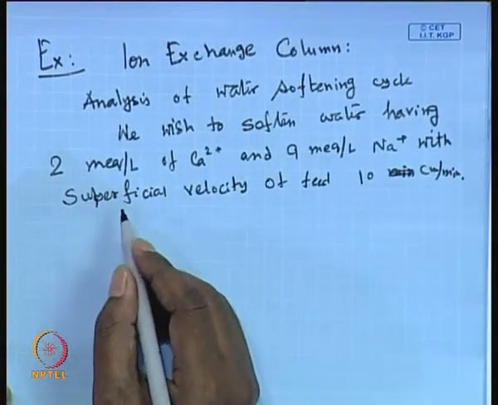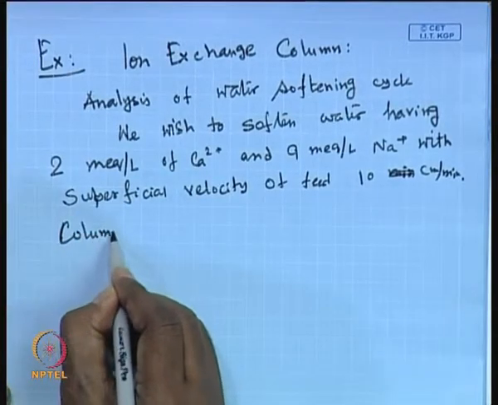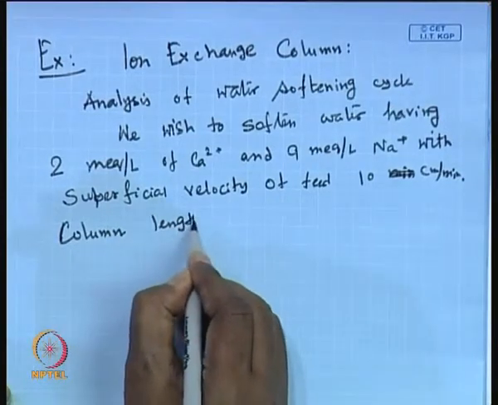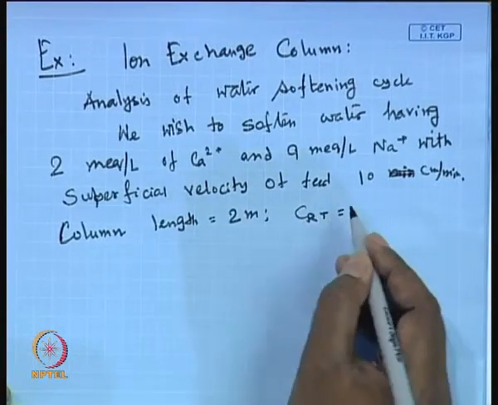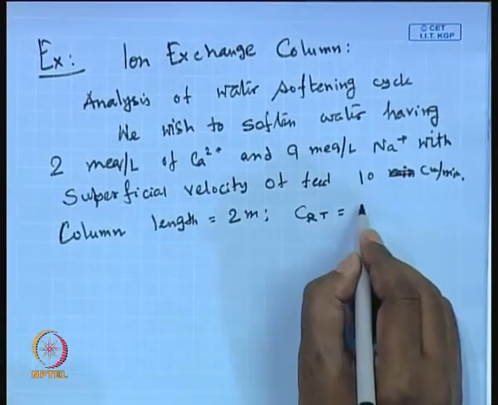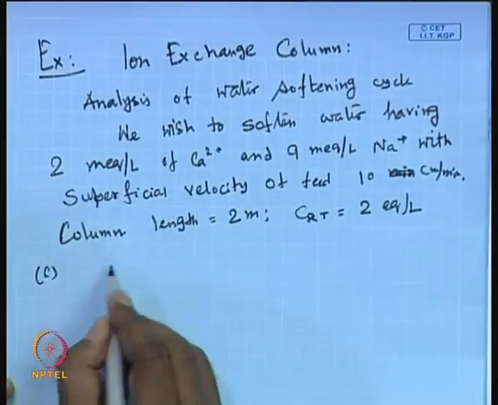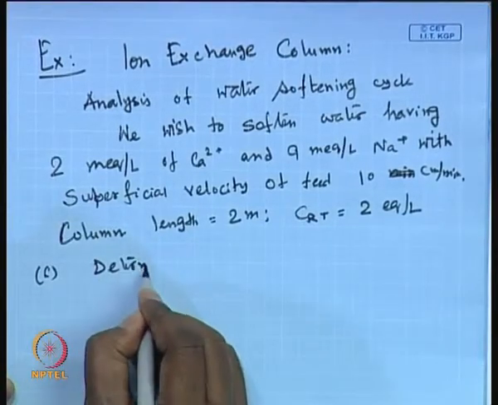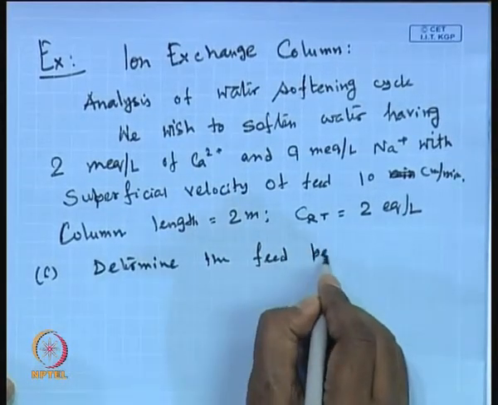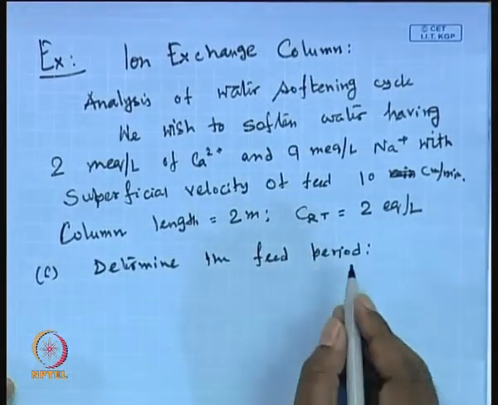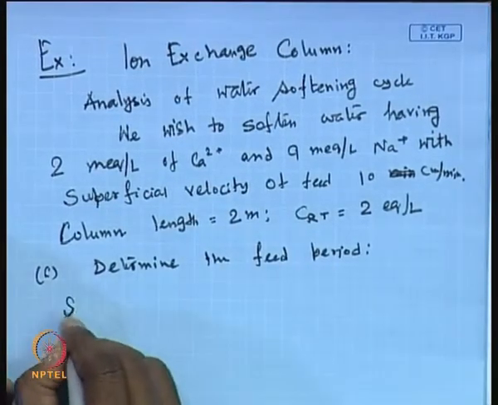Okay. Now, we are using a 2 meter column. Column length is 2 meter and CRT, it is given that the total ions present in the resin is 2 equivalent per liter. Then first we have to determine the feed period. Okay. That means, for how long you will be basically running the feed. Now, that we have to find out.